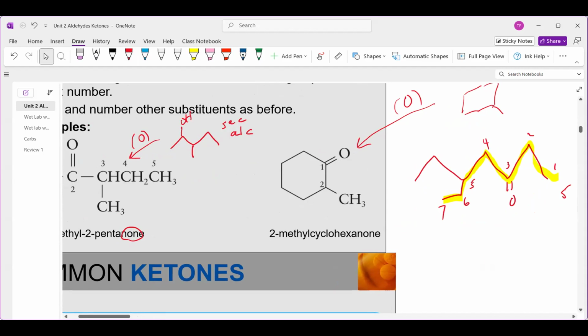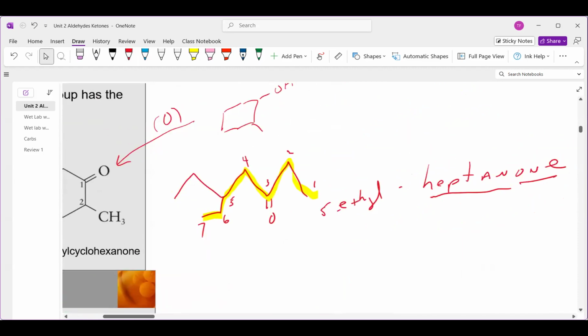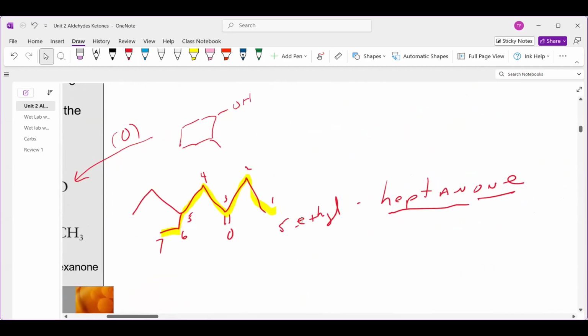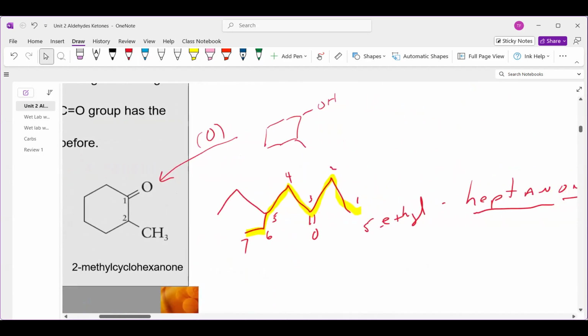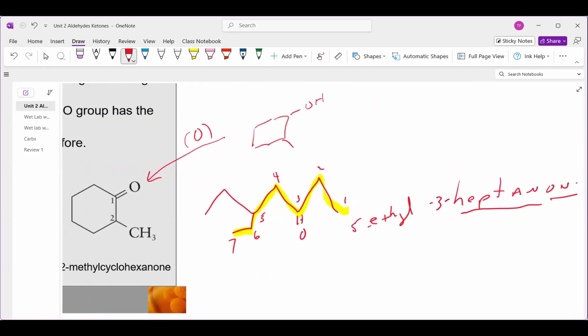Oh, I'm sorry. Yes, we do, because that could be anywhere. Yes, you're absolutely right. Thank you for pointing that out. What was on carbon what? Carbon 3. Yeah, 3 heptanone.